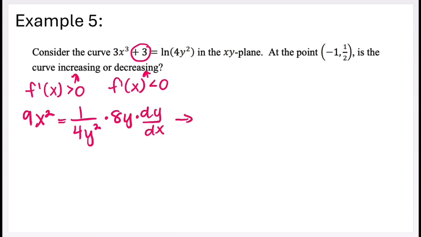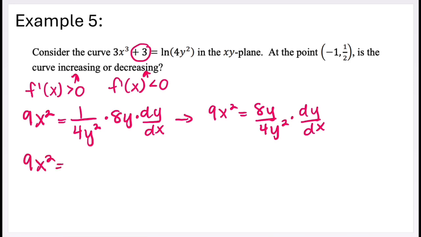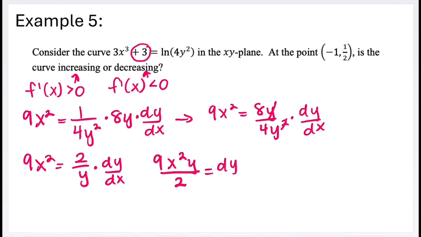I'm going to simplify this down a little bit. So I have 9x squared equals 8y over 4y squared times dy over dx. And then I can simplify even more. So 9x squared equals 8 over 4 becomes 2. I can also cancel out a y on the top and a y on the bottom. So I end up with 2 over y times dy over dx. And then if I flip around the 2 over y and multiply it on both sides, I'm going to get 9x squared y over 2 equals dy over dx. Again, I just flipped this over and multiplied it on this side.